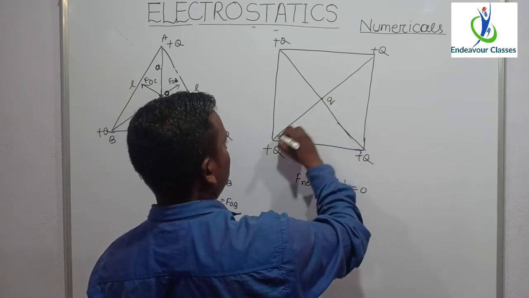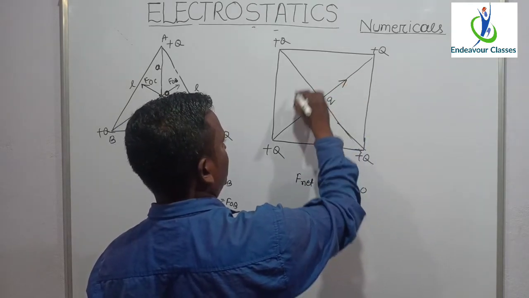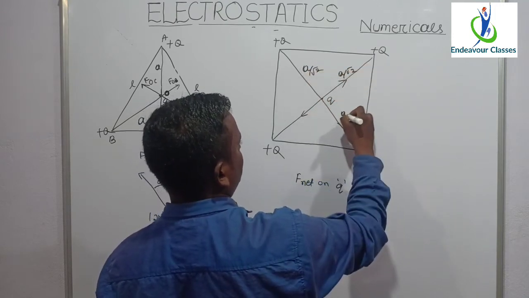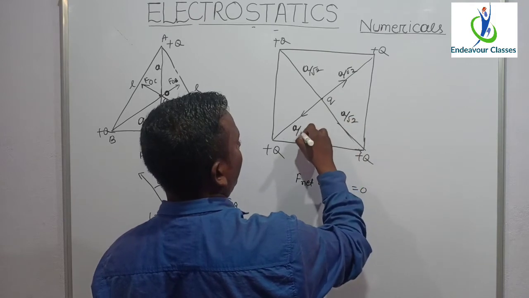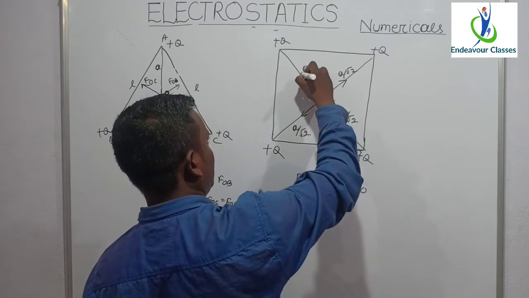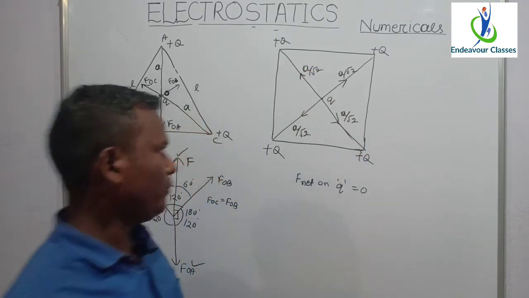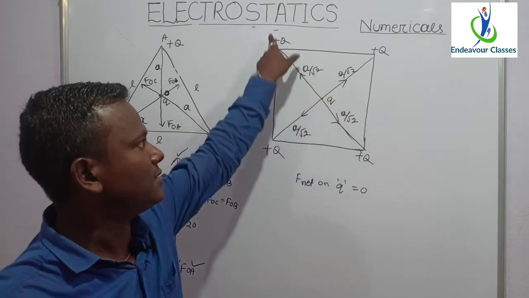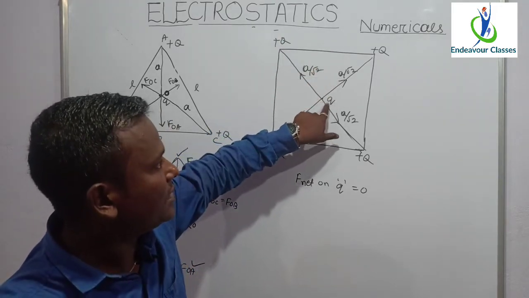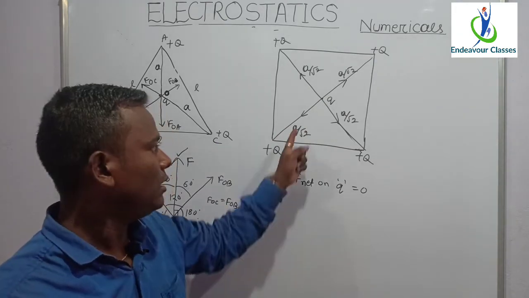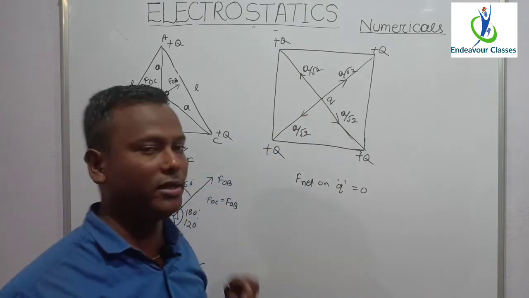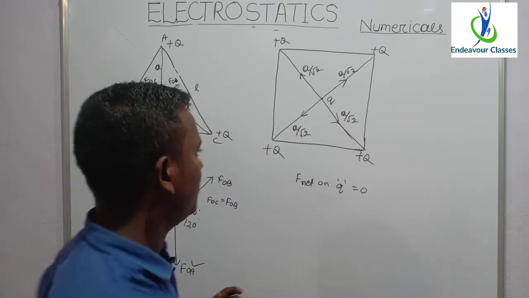So here also F net on small q is equal to 0, because here it is positive, so it will be repulsive. Each distance will be a by root 2, so this is also a by root 2, and the force will be repulsive in both ways. So from the symmetry, as this is a symmetrical body and all are equal, we can say that the small q will be in equilibrium and all the forces will cancel each other. So the net force on this small q will always be equal to 0.